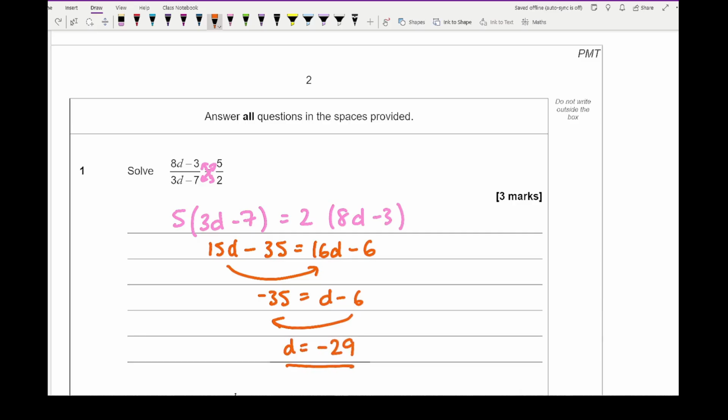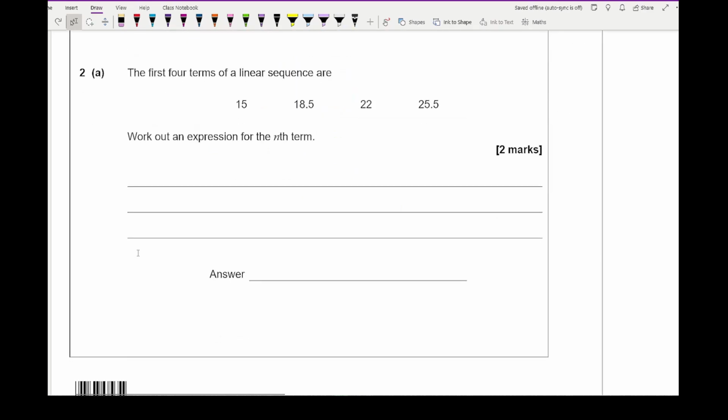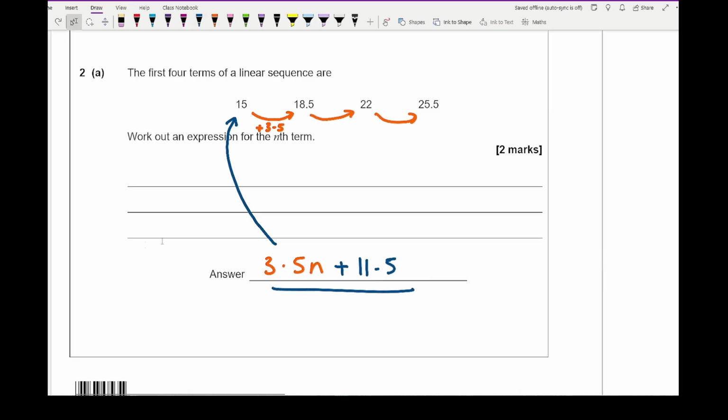Moving on to question 2, it says the first 4 terms of a linear sequence are 15, 18.5, 22, 25.5, and the question is asking us to work out the expression for the nth term. So for this all we need to do is find the difference from term to term, which in this case is plus 3.5. So that means that 3.5n is going to be in the formula. Then what I need to establish is what I need to do to get from 3.5 to 15. Well, I need to add 11.5. And there is our nth term.